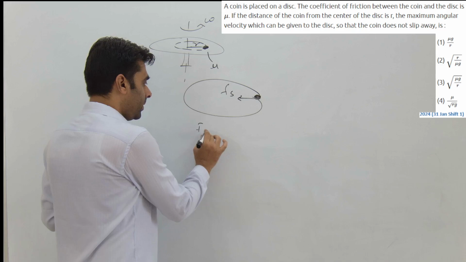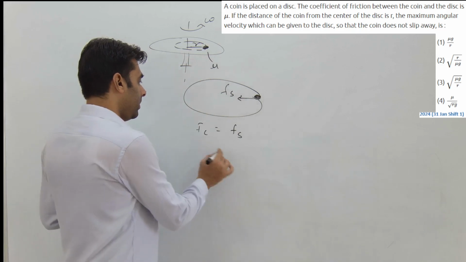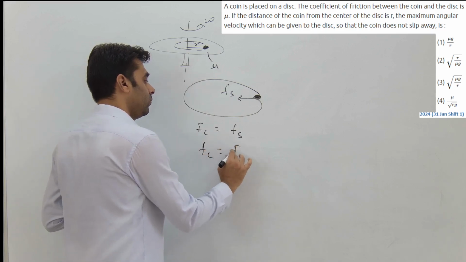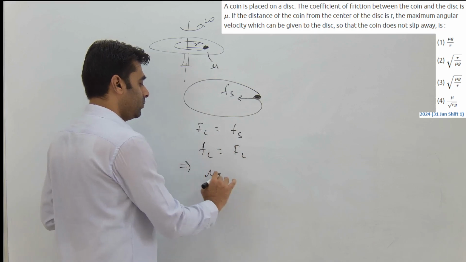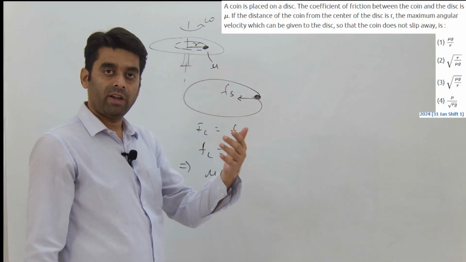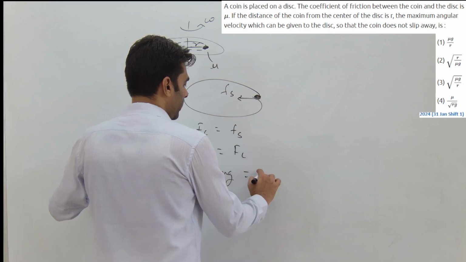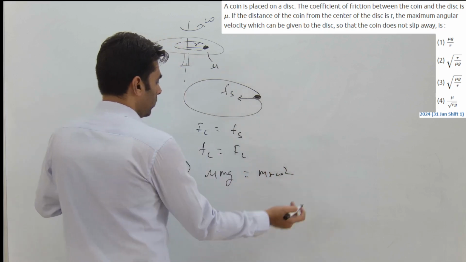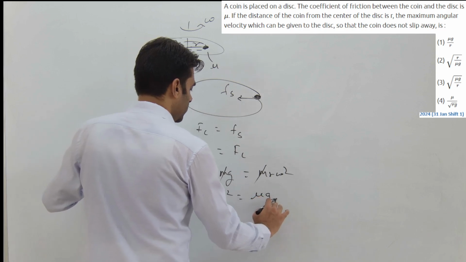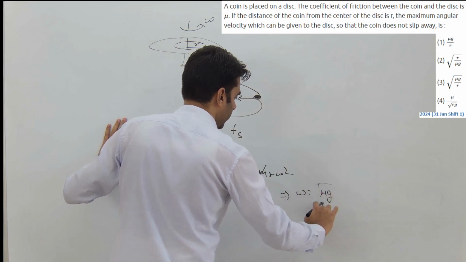So centripetal force is equal to static force. The maximum value of static friction is basically our limiting friction, right? So let us write down limiting friction is equal to centripetal force. Limiting friction value is mu into N. In this case, it is mu mg, since the normal is mg. So mu mg is equal to the centripetal force m r omega square. Over here m and m cancel out. Omega square is equal to mu g by r. So omega is equal to root over mu g by r, right?